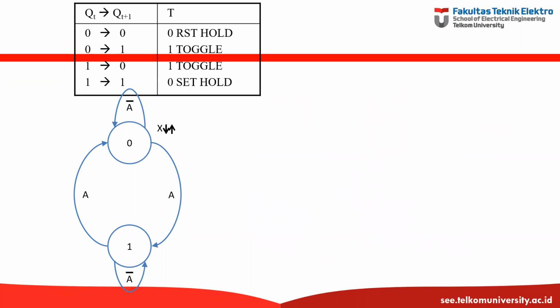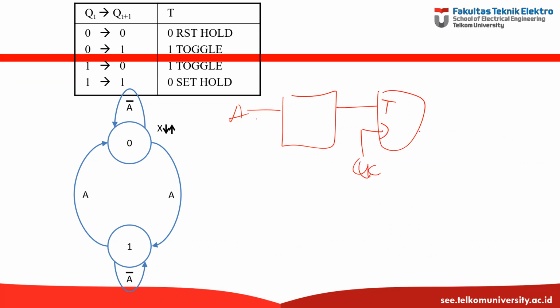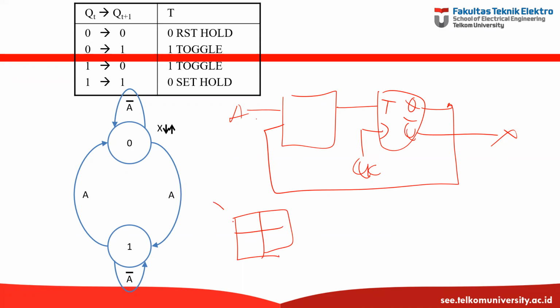Last one is using the toggle flip-flop. A, and then this one is for the toggle flip-flop, and then this one is for the clock. Q and Q naught, and this one is for X, and this one is supposed to be here, and then this one is Q, A, 0, 1, 0, 1. This is not for T.